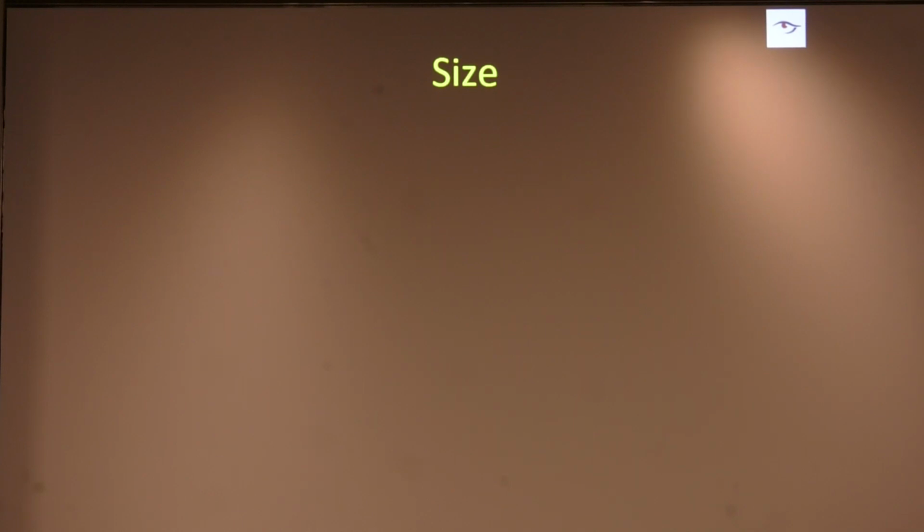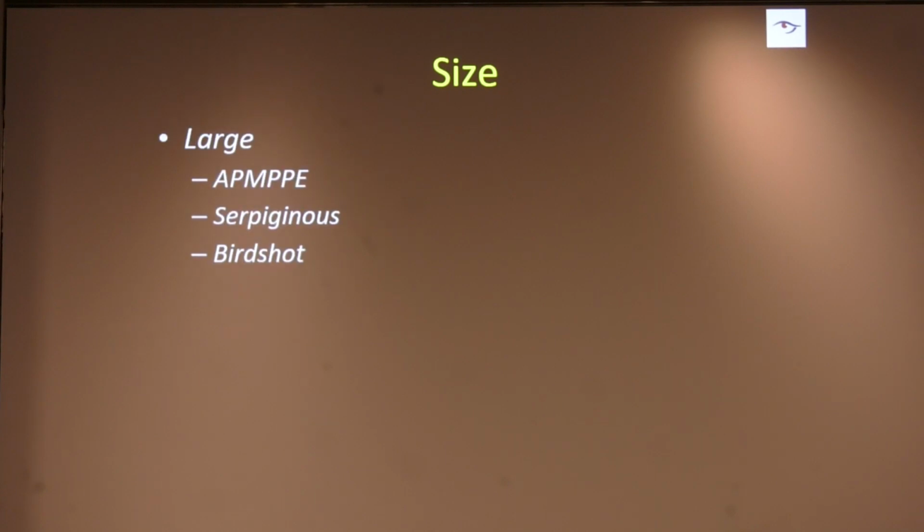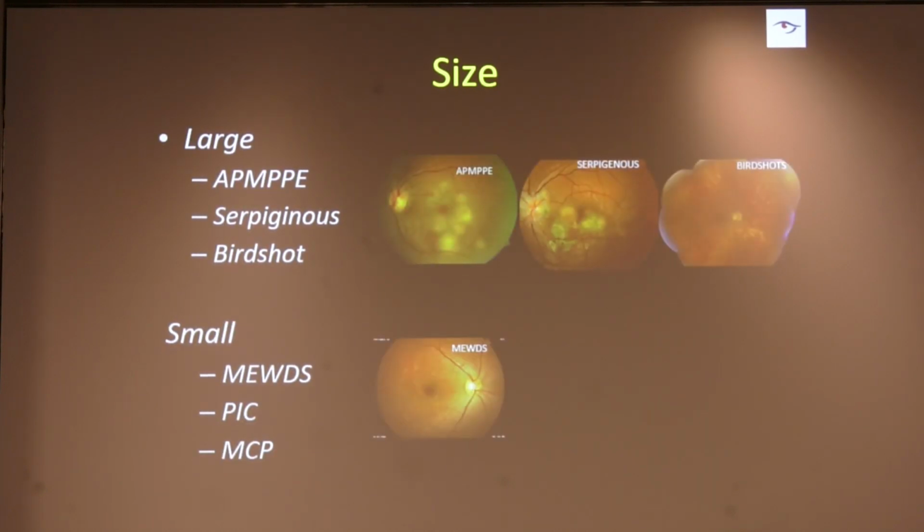So what is important in this is to differentiate between the dots and the spots. And based on that, we can actually classify whether it is large or small. And the large ones normally are the placoids and the serpiginous and the bird shots, and the small are usually the mutes, punctate inner choroidopathy, and the multifocal choroiditis with panuveitis.